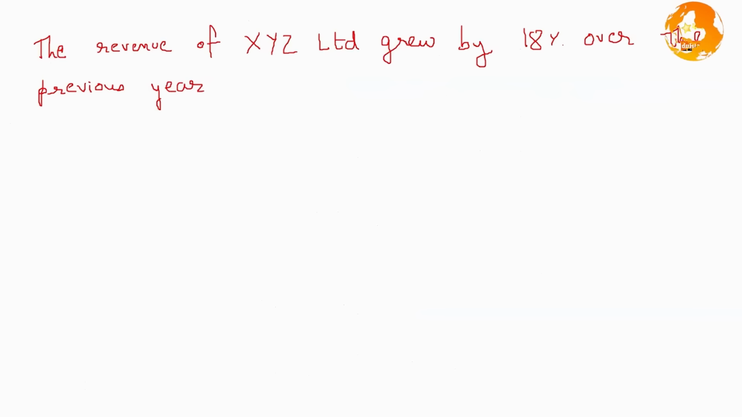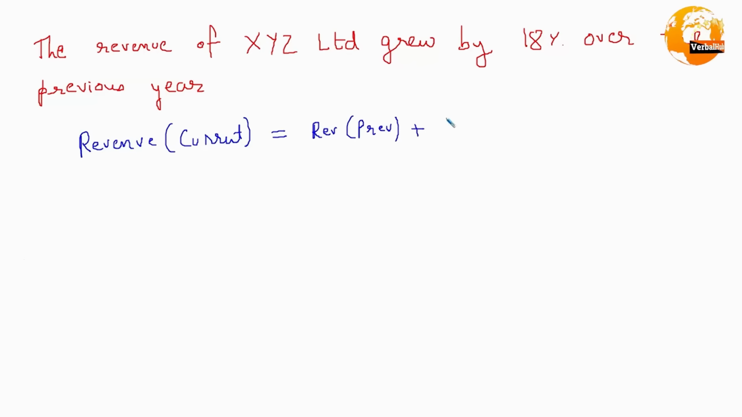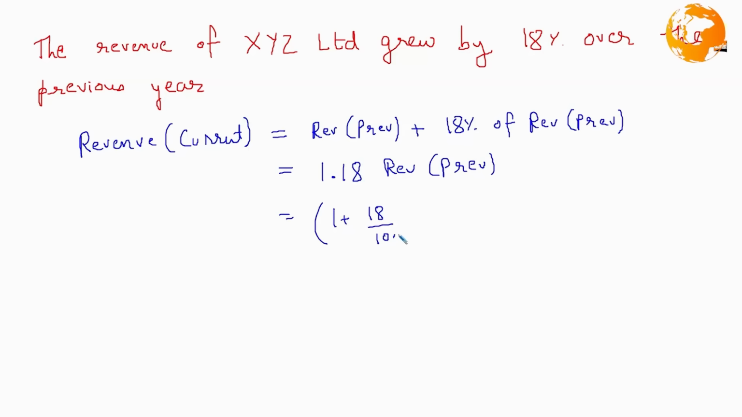Right? So that would mean that there are two quantities again involved in this discussion. One is the revenue of the current year, and the other is the revenue of the previous year. So, when I say revenue of the current year grew by 18%, it means it is 18% more than the value of the previous year. So, it is equal to the revenue of the previous year, and since it grew, it is plus another 18% of the revenue of the previous year. So if I further understand what this is, then 18% is 18 by 100 or 0.18. So can I say this is basically becoming 1.18 times the revenue of the previous year, or 1 plus 18 by 100 times the revenue of the previous year.